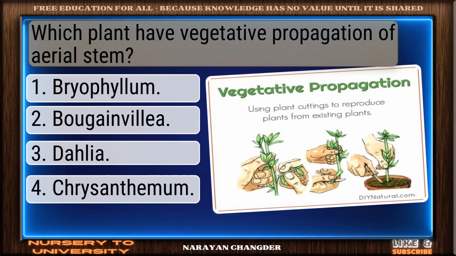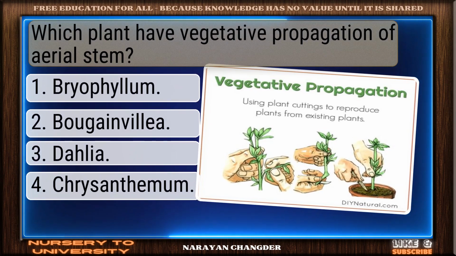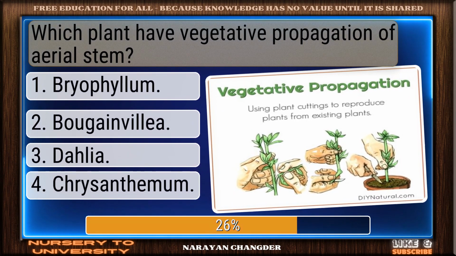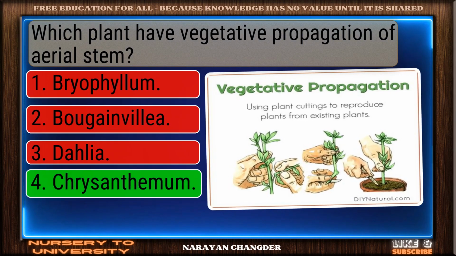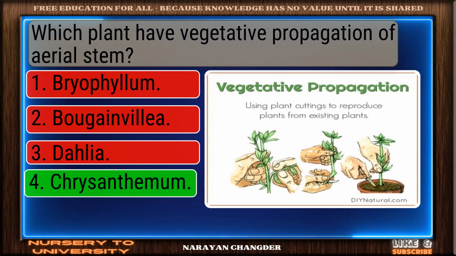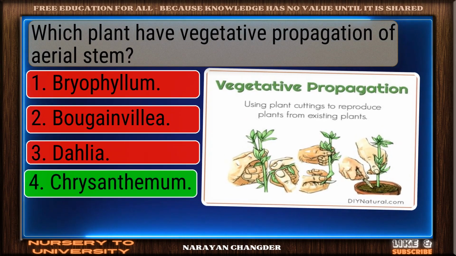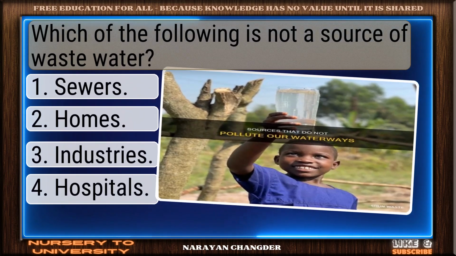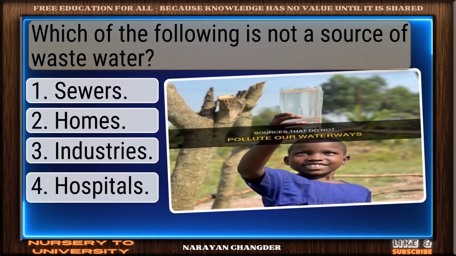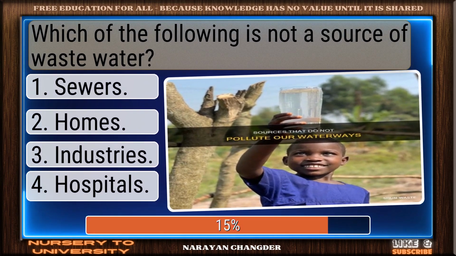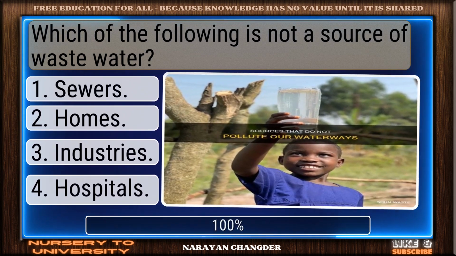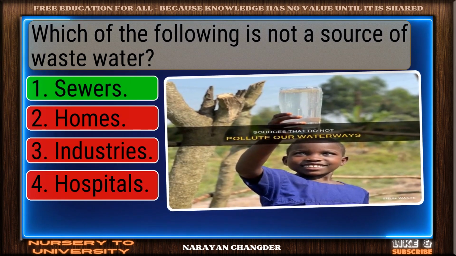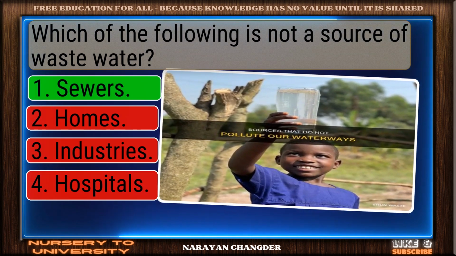Question number 60. Which plant have vegetative propagation of aerial stem? You're right. Chrysanthemum is the correct answer. Question number 61. Which of the following is not a source of wastewater? Good thinking. Sewers is the right answer.